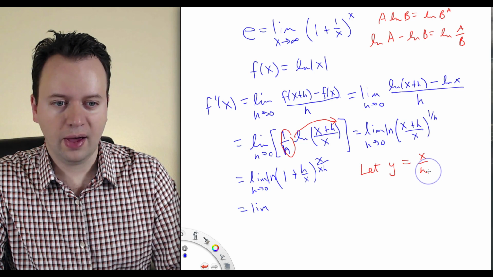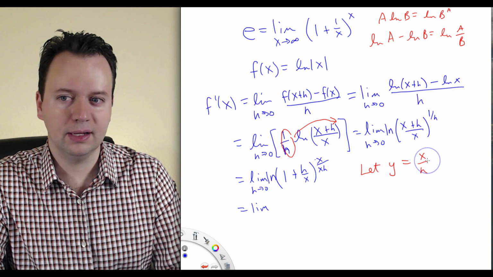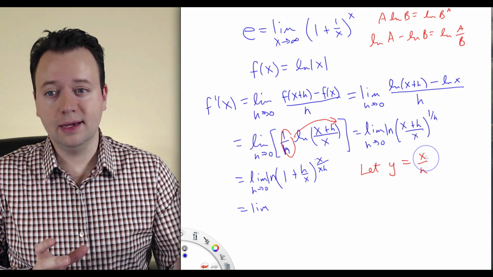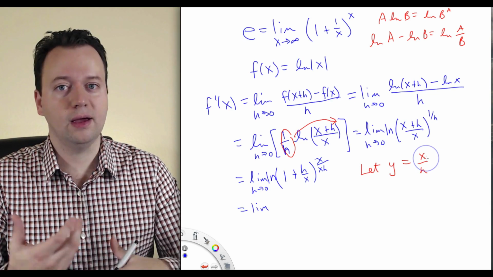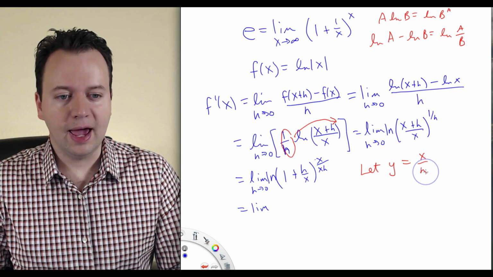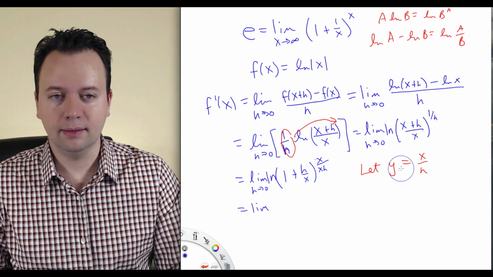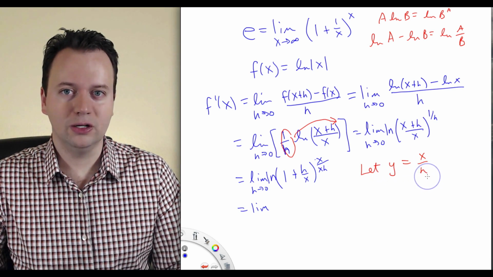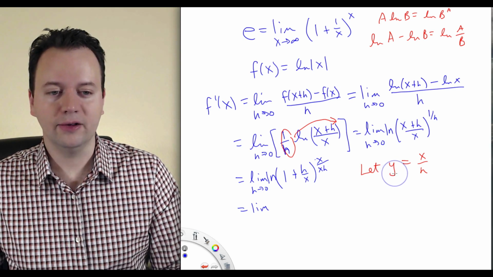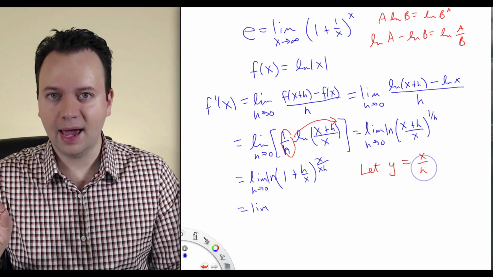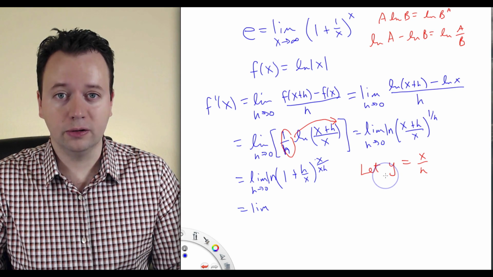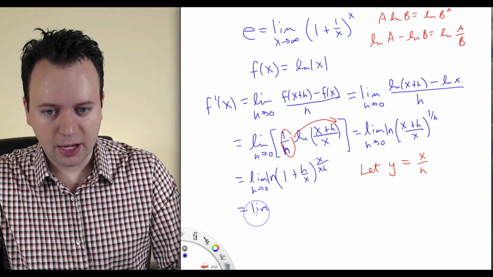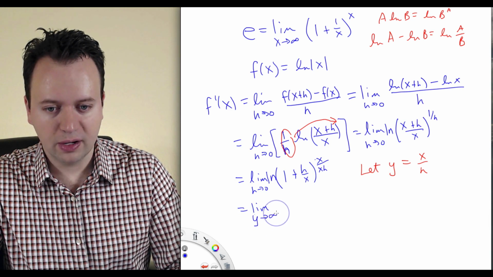If h is going to 0 and we have a fixed number x, then x divided by h will be going to infinity. If x is, let's just say, the number 1, when h is equal to 0.1, y will equal 10. When h is equal to 0.01, y will equal 100. When h is equal to 0.001, y will equal 1,000, and so forth. So in the limit as h goes to 0, y will be going to infinity. When we swap h for y, we want to change this to the limit as y goes to infinity.